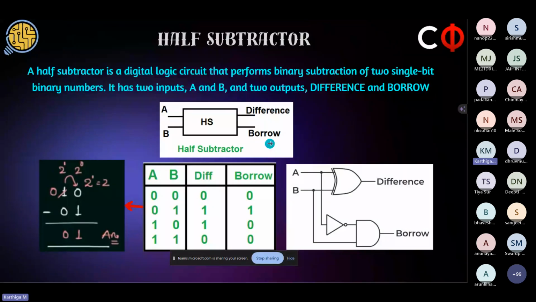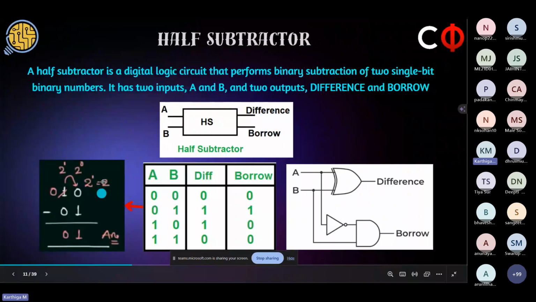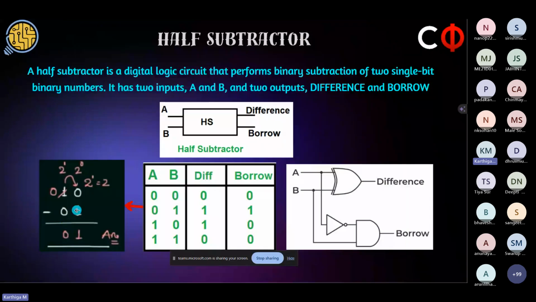When A and B are 0, difference is 0, borrow is 0. When A is 0, B is 1, difference is 1, borrow is 1. Why does this happen? You cannot subtract 1 from 0, right? So why do we get these outputs? I'll explain how using this example. Let's assume we are going to subtract 01 from 10 in binary.